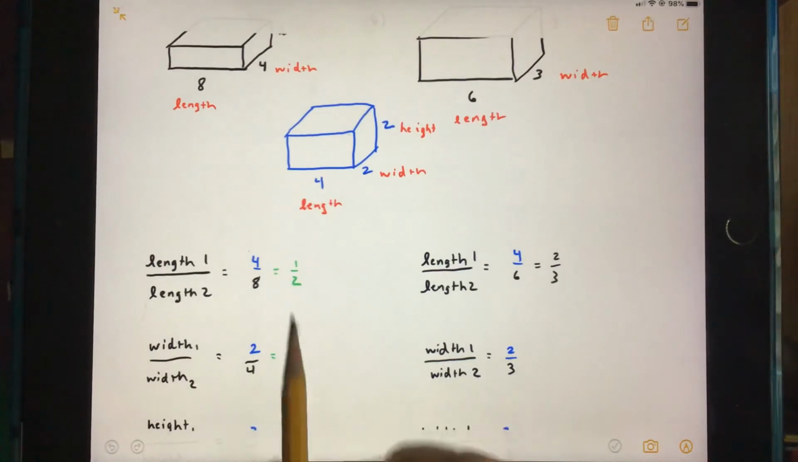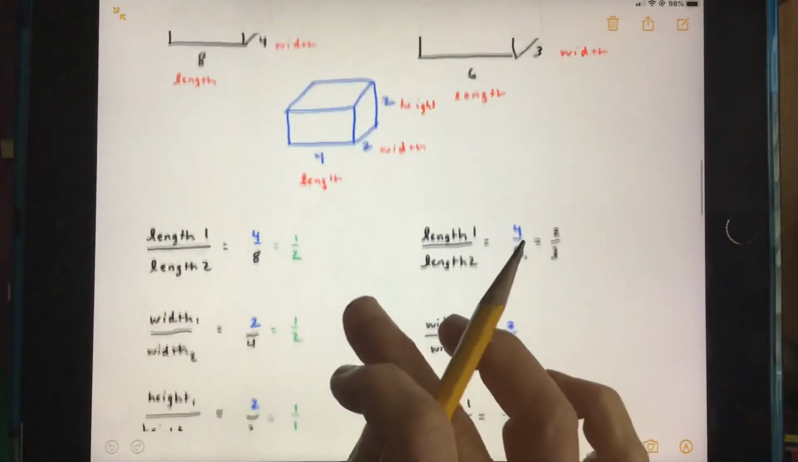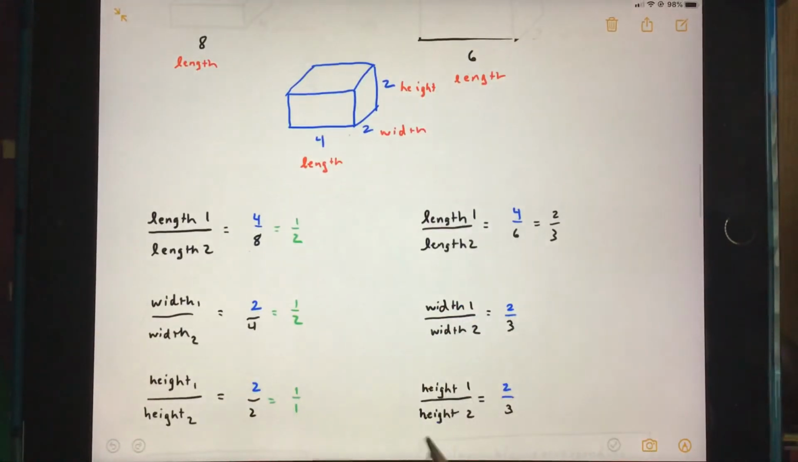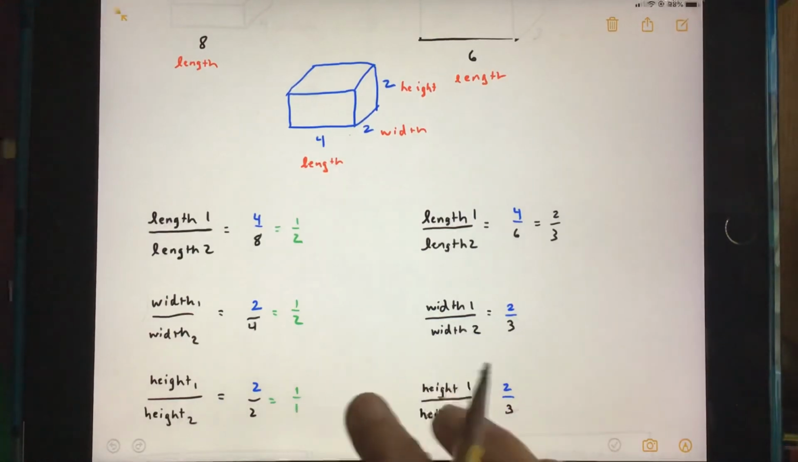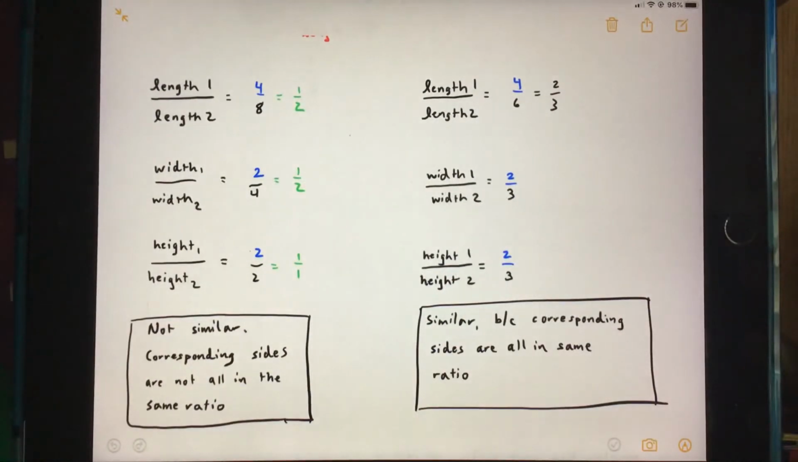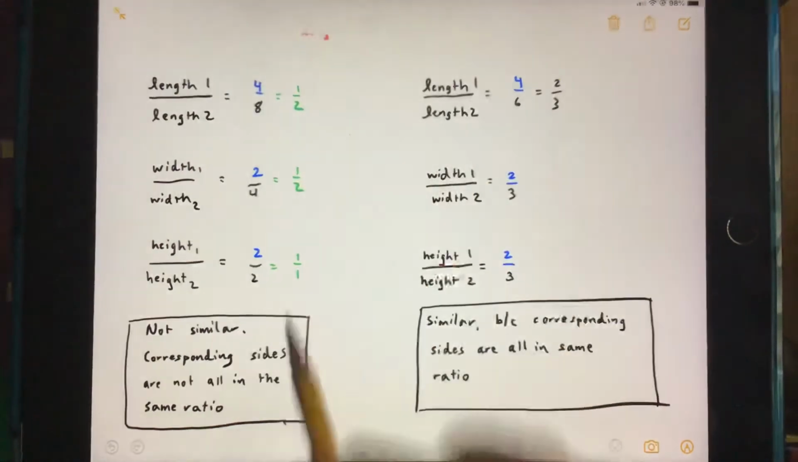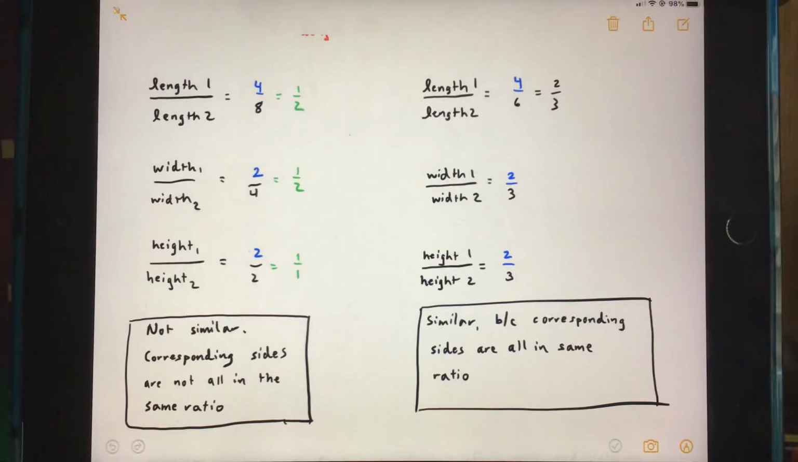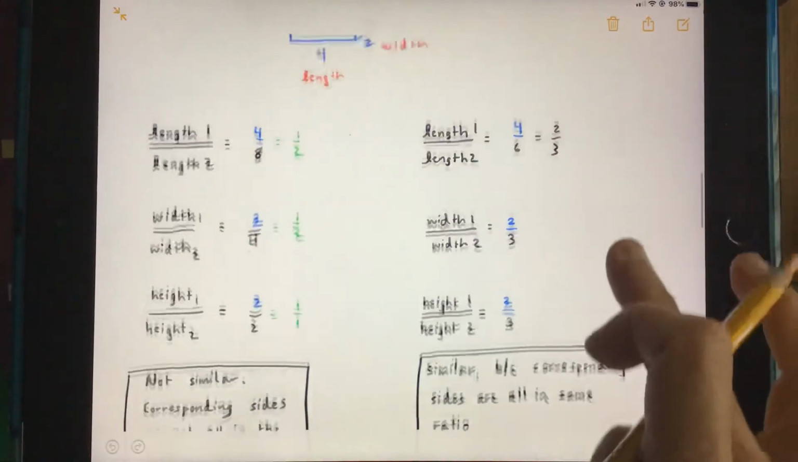So far we have the same lowest terms ratio. And then the height, well, both of the heights are 2, so height 1 to height 2 is 2/2, and that's equal to 1/1, and that's not the same ratio as the first two. So we're going to conclude that they are not similar solids because the corresponding sides are not all in the same ratio. We have two that are the same, but one's different. They'd all have to be the same for the figures to be similar. Same shape, in other words, and they're not.